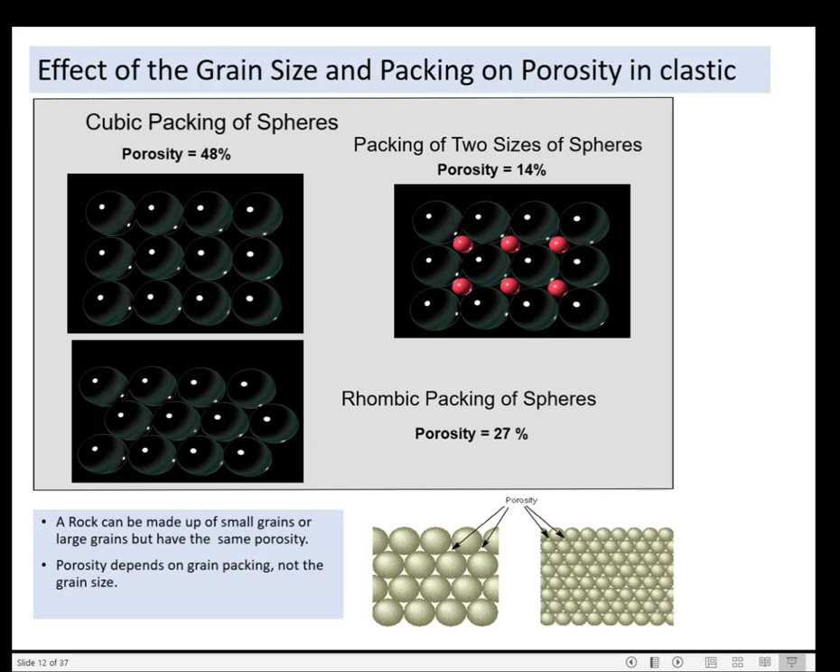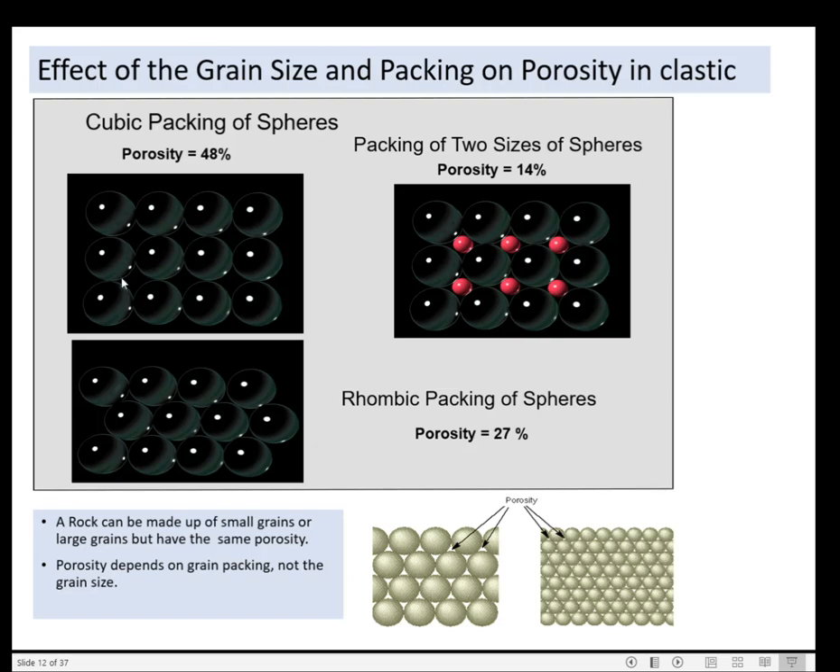Okay, this slide is actually what I need to show you. It's the effect of the grain size and the packing on the porosity. A rock, especially a clastic rock, consists of grains. If the grains are very well sorted, in this case, you have the same size. The packing methodology is different, and it will actually affect the porosity in this case.